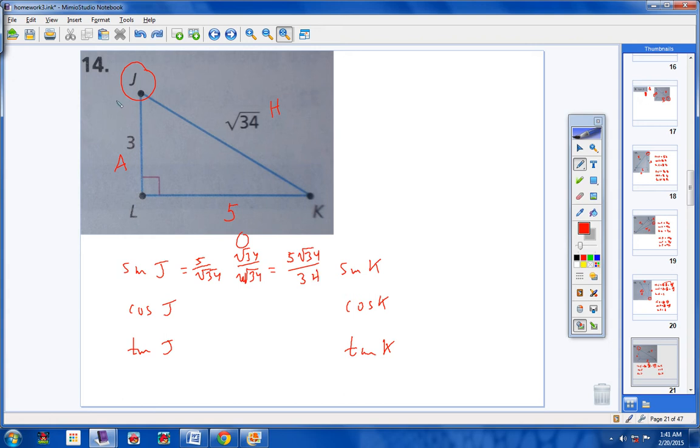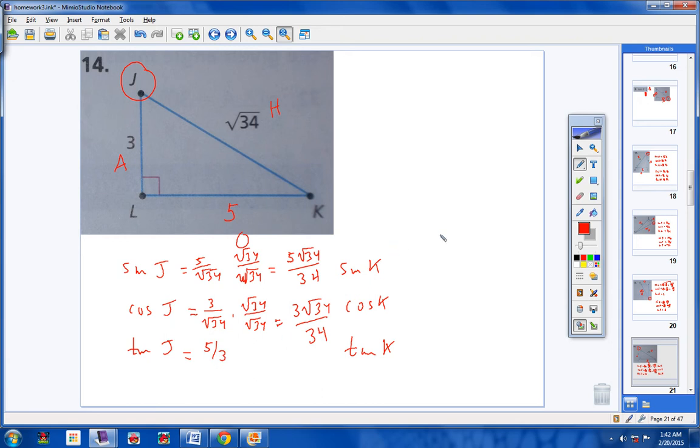Moving on to cosine of J. That would be adjacent over hypotenuse, 3 over square root of 34. So we have to multiply the top and the bottom by square root of 34 over square root of 34. 3 times square root of 34 would be 3 square root of 34, and square root of 34 times square root of 34 would just be 34. Then tangent is opposite over adjacent, 5 over 3. So not too bad.